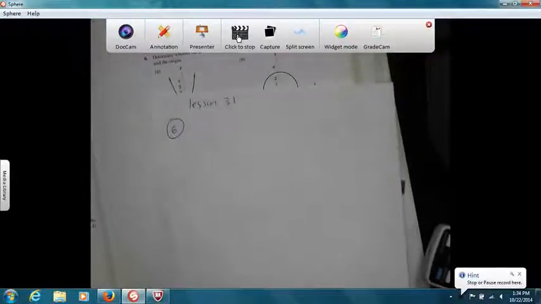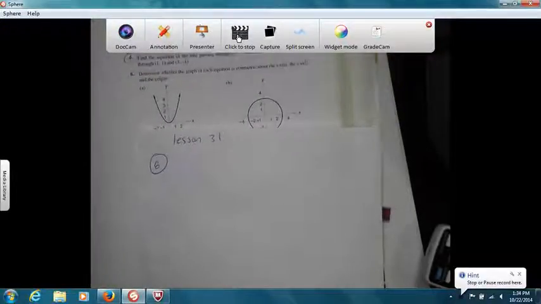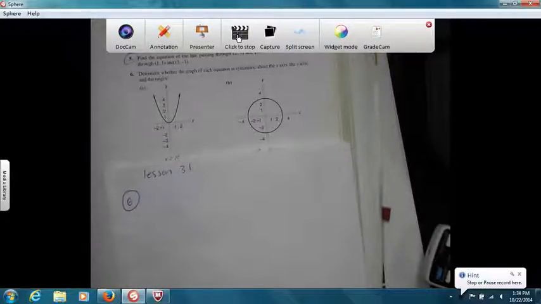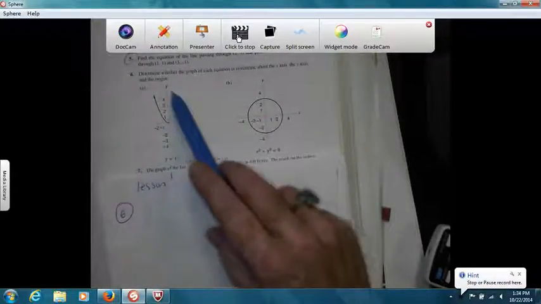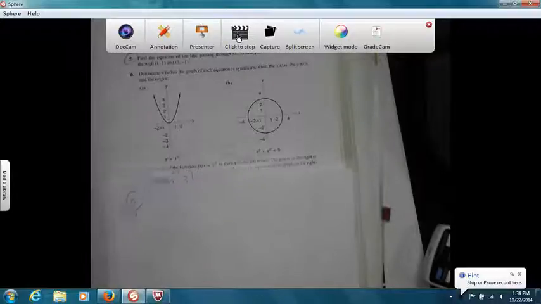Whether you guys can kind of read it too. It says, determine whether the graph of each equation is symmetric about the x-axis, the y-axis, and the origin. So you can see, this is nice having this thing. Is this parabola symmetric about the origin, do you think?